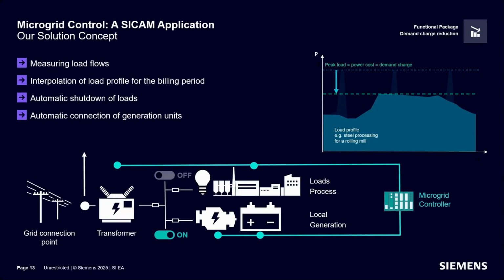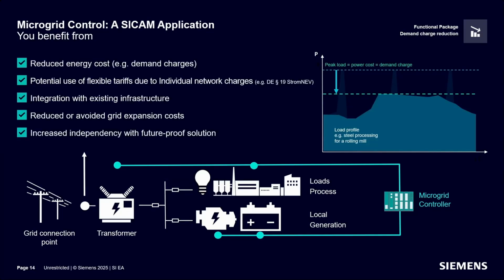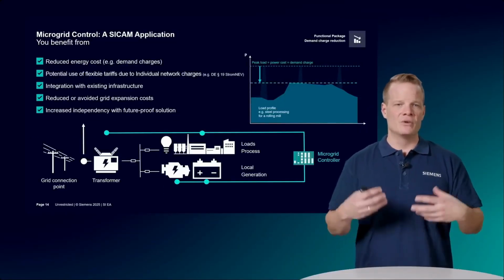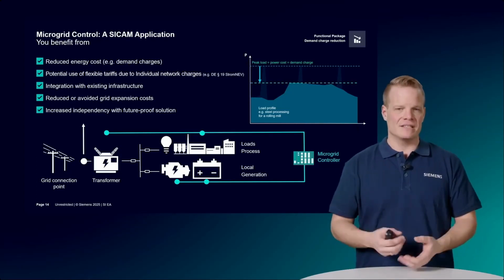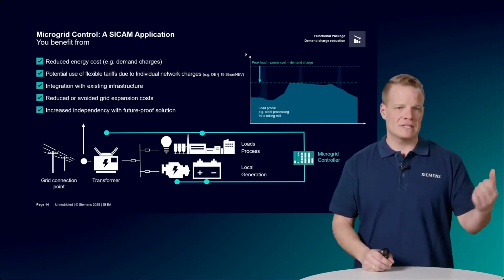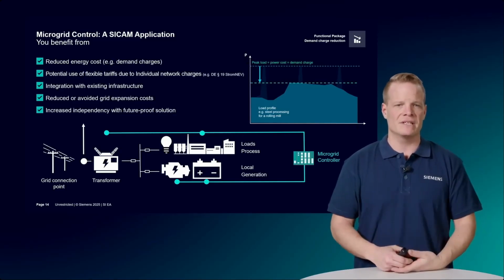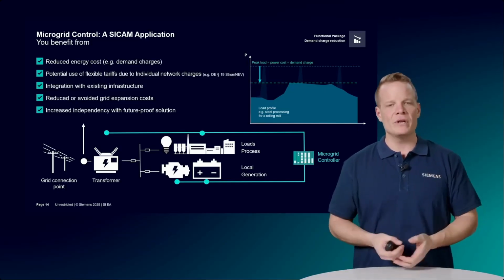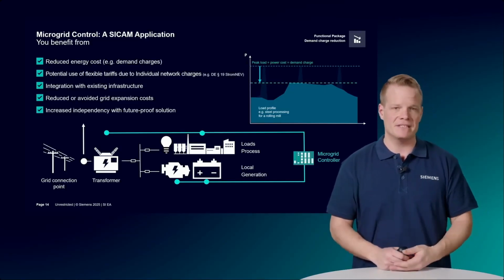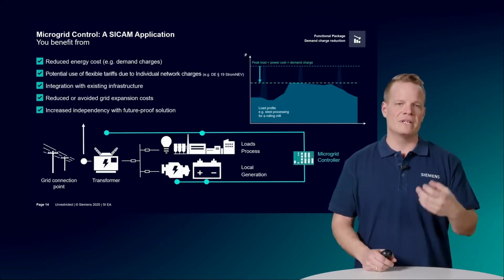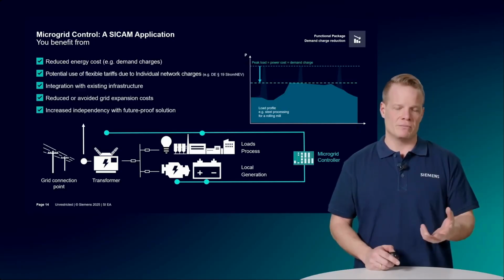And with these power costs in Germany of around 100 euro per kilowatt, a huge potential is given with this functional package. It means your energy costs or power costs are reduced again. In some cases, you have the possibility to discuss flexible grid tariffs. You can use your existing infrastructure, even, for example, with more or new load integrated in the system. You can avoid grid expansion, which can be really expensive. And again, you have more independence than before with our future-proof solution.